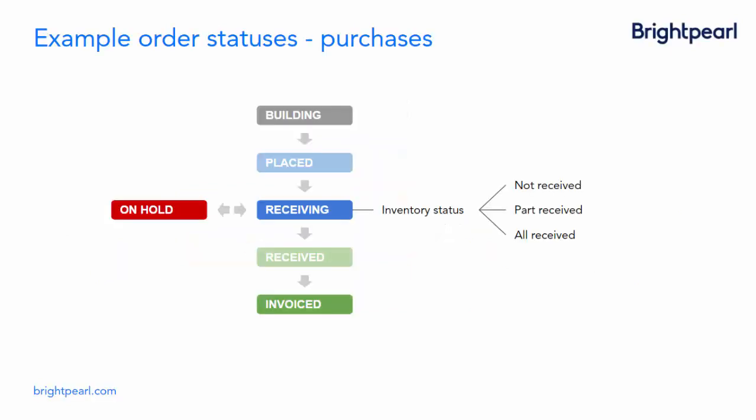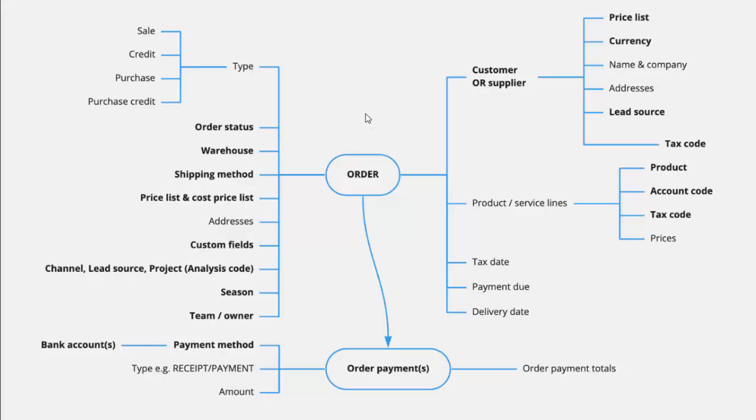Here's an example set of order statuses for purchase orders. You build the order, adding items, and then send it to the supplier to mark it as placed. You then receive items, and then later, when you receive the invoice, it's marked as closed and accounting entries are made. Here's how orders are made up.